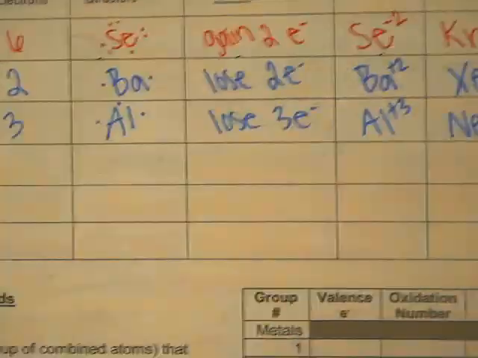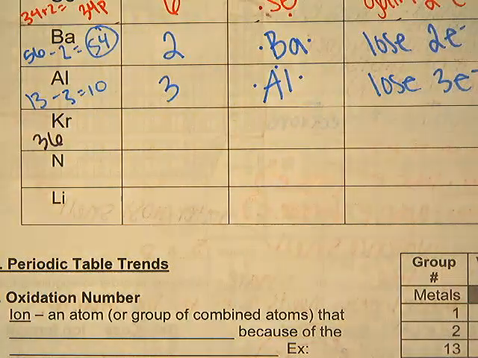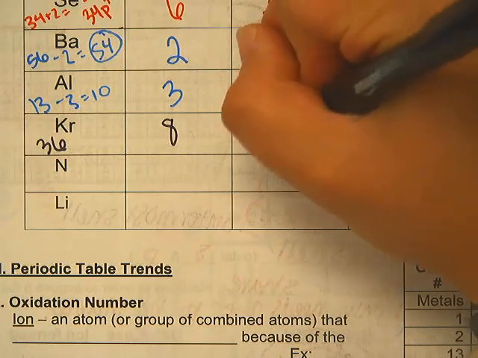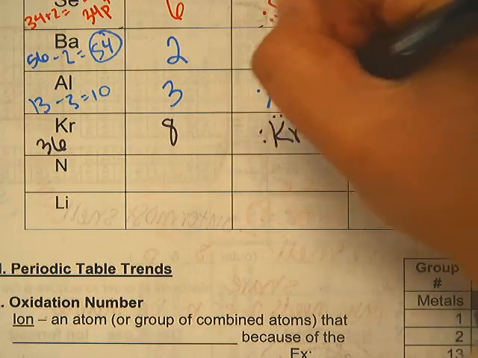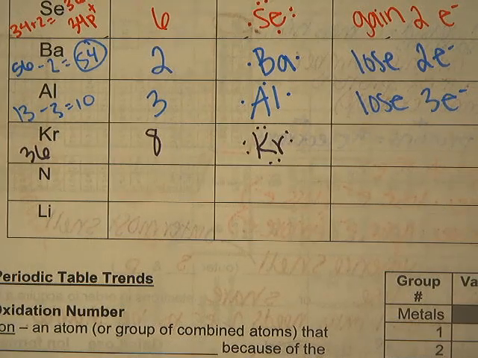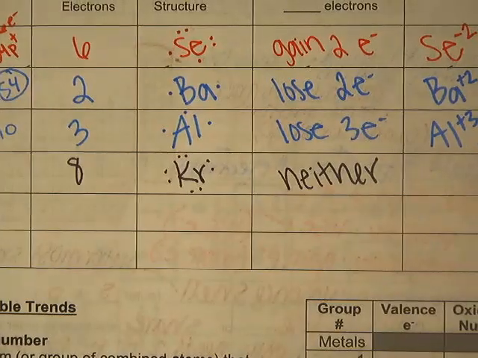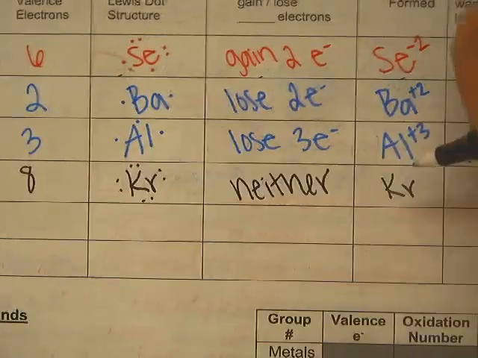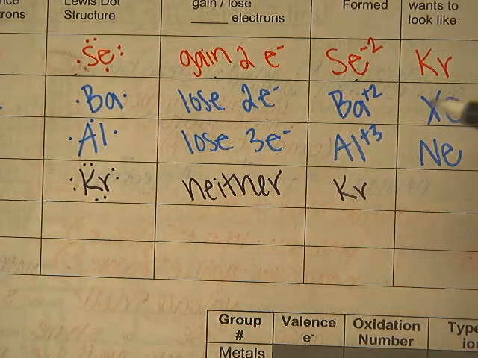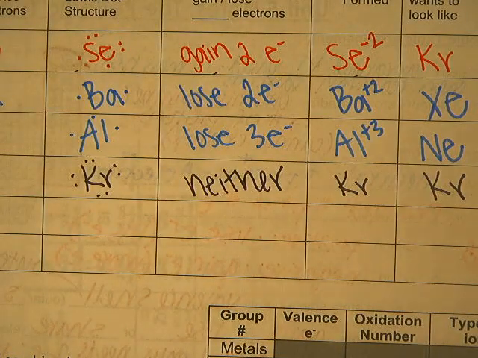The next one is Kr. That's krypton. You might have noticed something special about krypton. It is atomic number 36, which means it normally has 36 protons and 36 electrons. The number of valence electrons it has is 8, so its Lewis dot structure would look like this. If it has 8 valence electrons, it doesn't want to gain or lose anything, so neither. It's not going to form an ion, it's just going to be a plain atom, since it's not gaining or losing any electrons. And its noble gas that it wants to look like is just itself. It's perfectly happy, perfectly stable how it is.